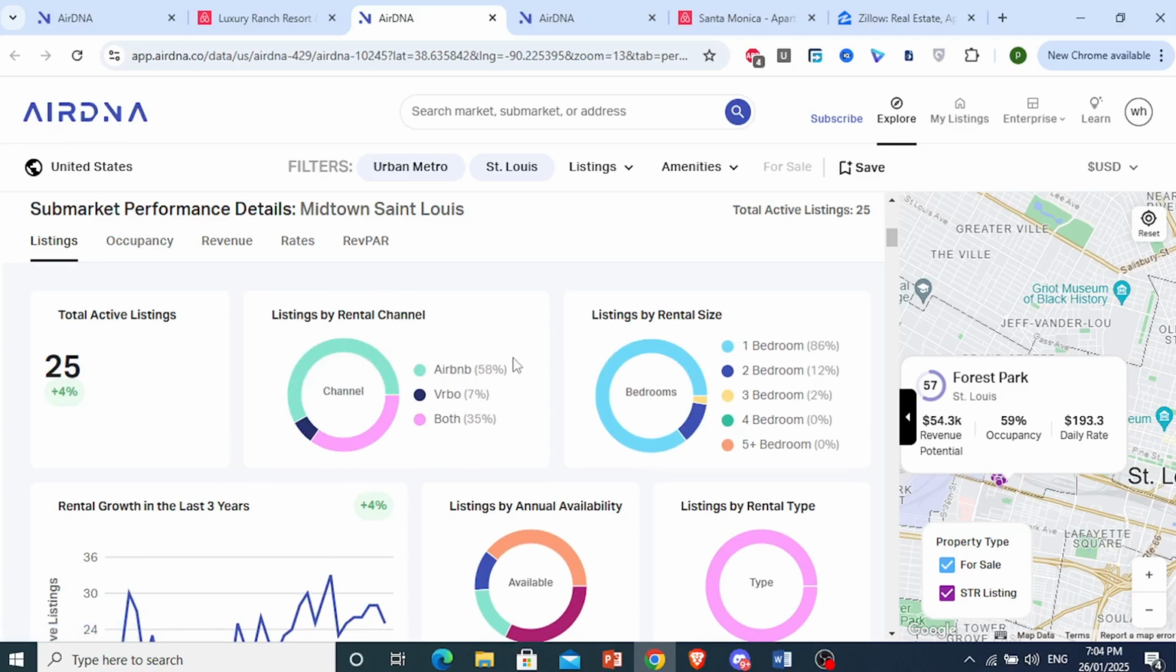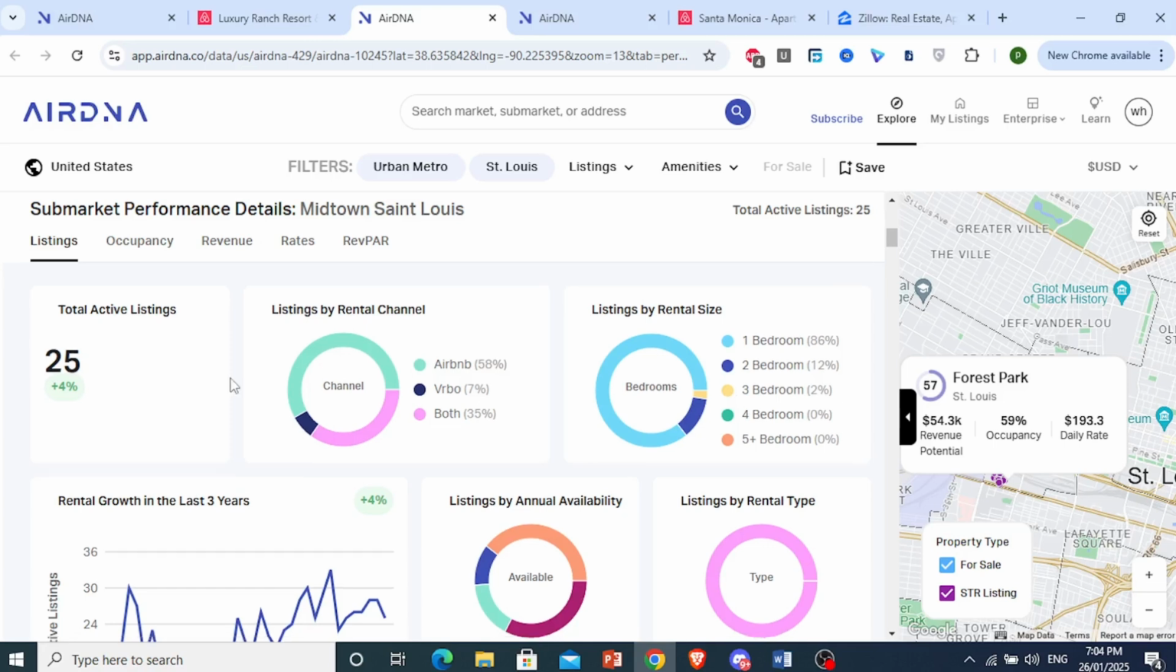And now we can see the listings by rental size in this market. As you can see, in this market of Midtown St. Louis, 86% of the properties listed are 1 bedrooms. The rest are 12% 2 bedrooms and 2% 3 bedrooms. What this could mean is that there is a market gap, and there could be an opportunity where you can go ahead and list 3 bedrooms and do well because it seems to be an underserved market, or you can even try your hand at a 4 or 5 bedroom.